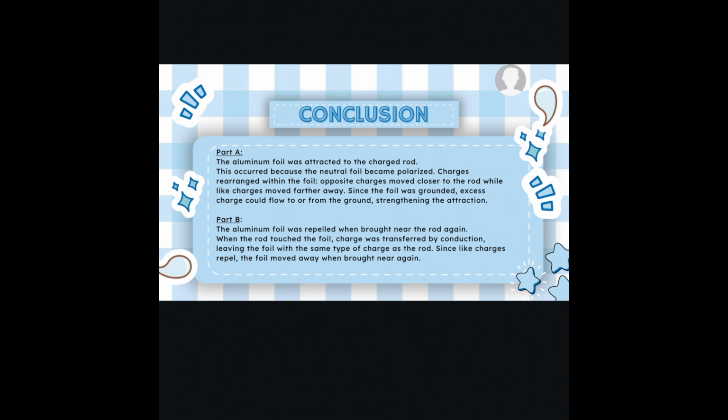For the conclusion in part A, the aluminum foil was attracted to the charged rod. As we know, opposite charges move closer to the rod while like charges move further away. And since the foil was completely grounded, excess charge flowed from the ground and made the attraction even stronger. For part B, the aluminum foil was repelled when it was brought close to the rod again. The charge was transferred by conduction, and since like charges repel, the foil ended up moving away when it was brought near again.